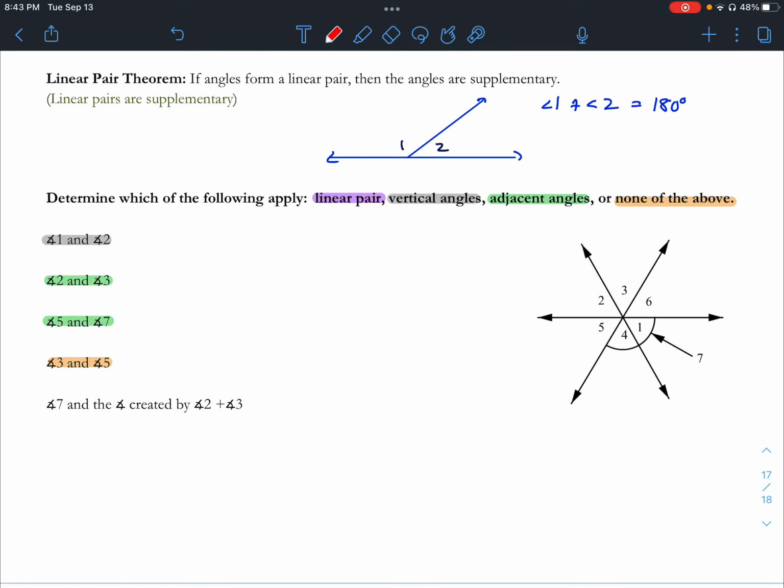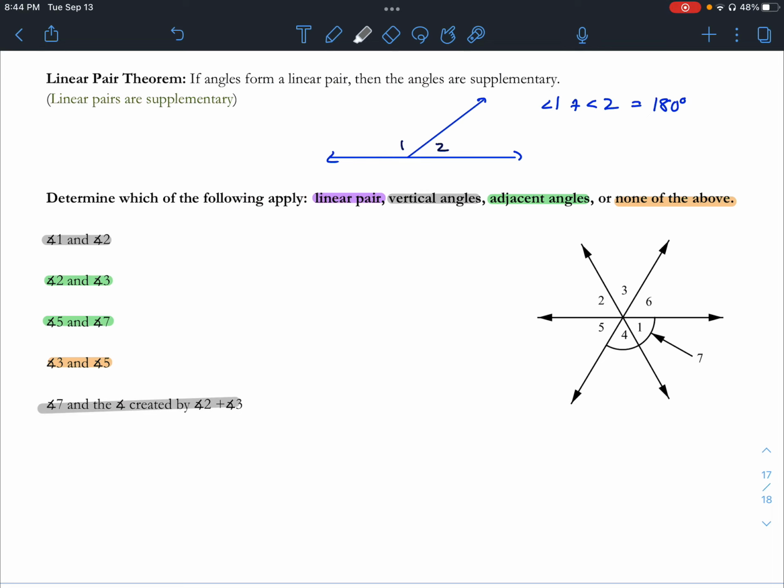Last but not least, we've got angle number 7. So I'm going to highlight that angle. Number 7 looks a lot like this right here. And the angle created by number 2 and number 3, that is this angle right here. And again, we're talking about this angle and this one. Those do look like they are vertical angles, the angles made across from each other from those straight lines. We should have a gray.